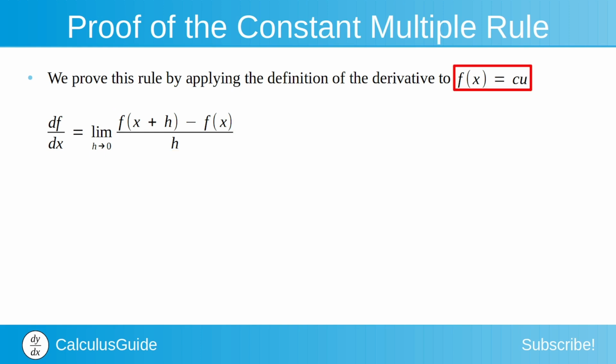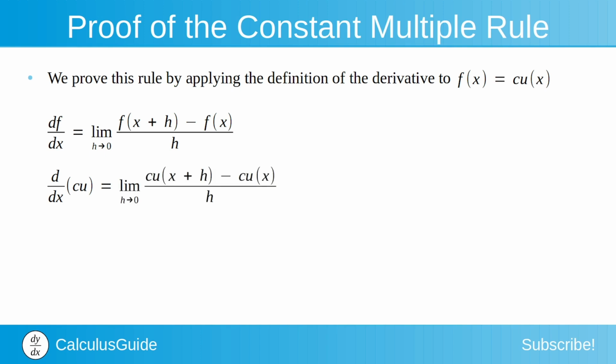Because f of x is equal to cu, and u is a differentiable function of x, the derivative of cu with respect to x is equal to the limit as h approaches 0 of cu of x plus h minus cu of x divided by h. This is equal to the limit as h approaches 0 of c multiplied by u of x plus h minus u of x divided by h.